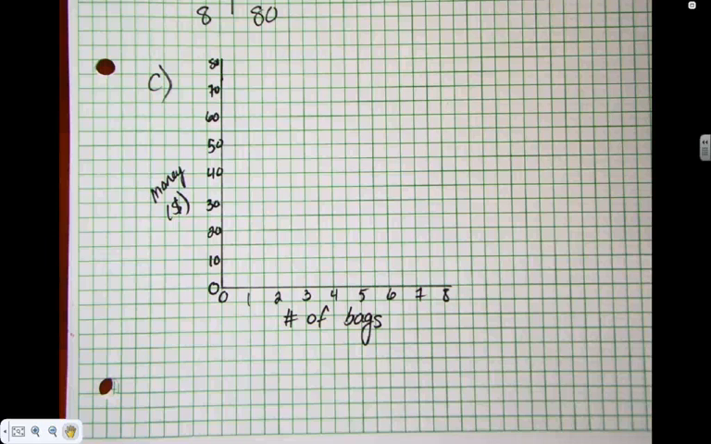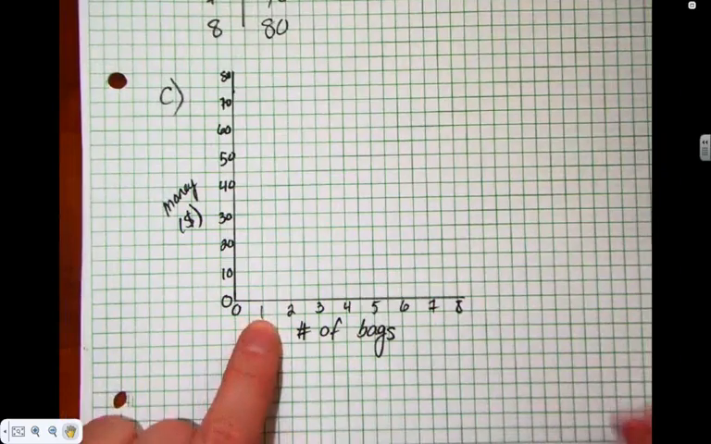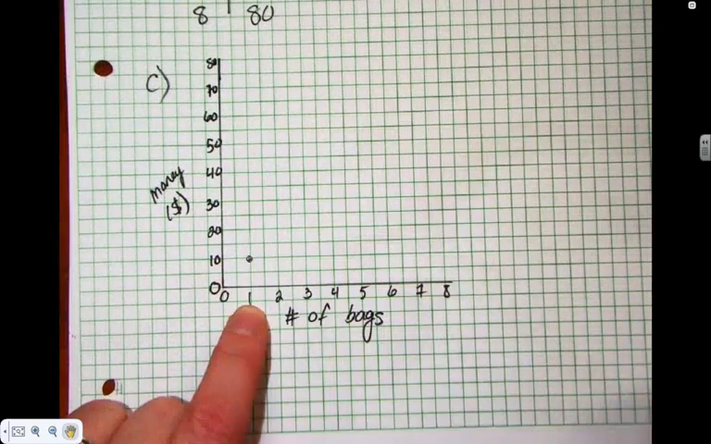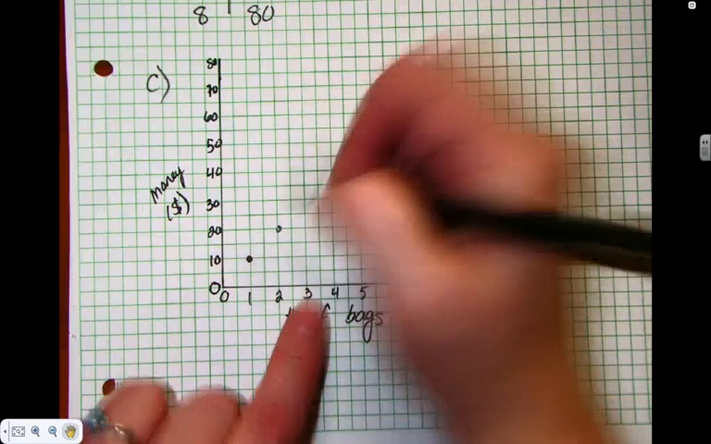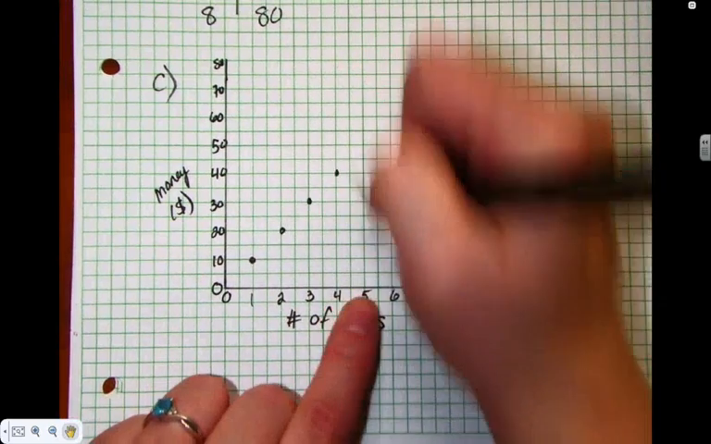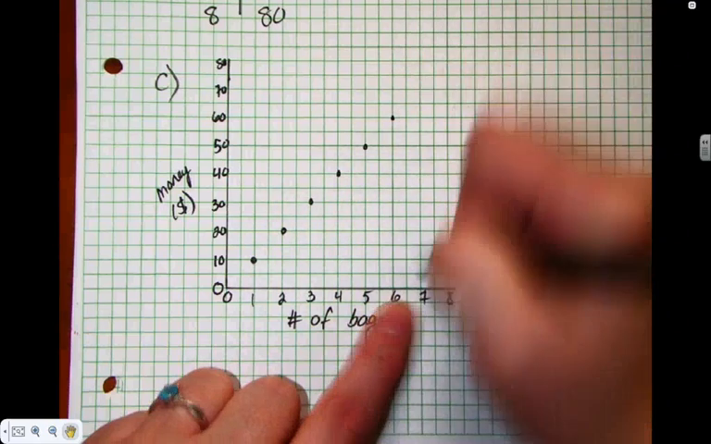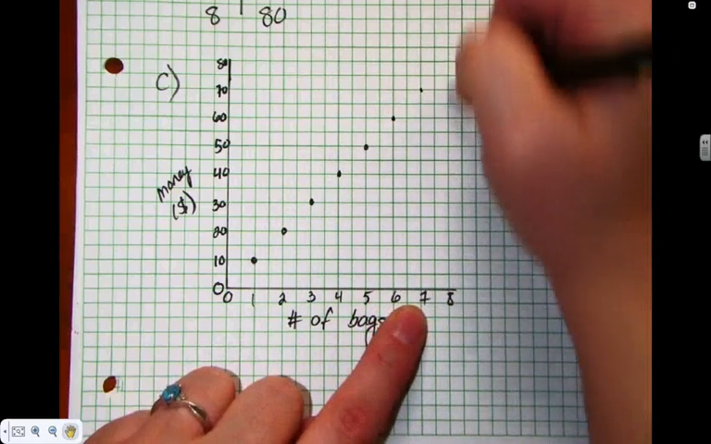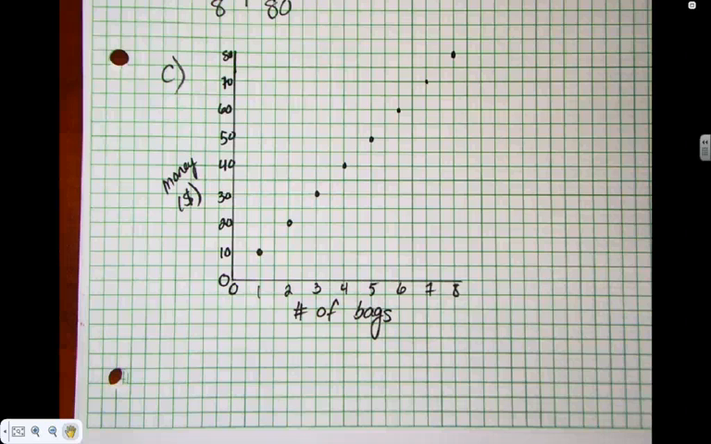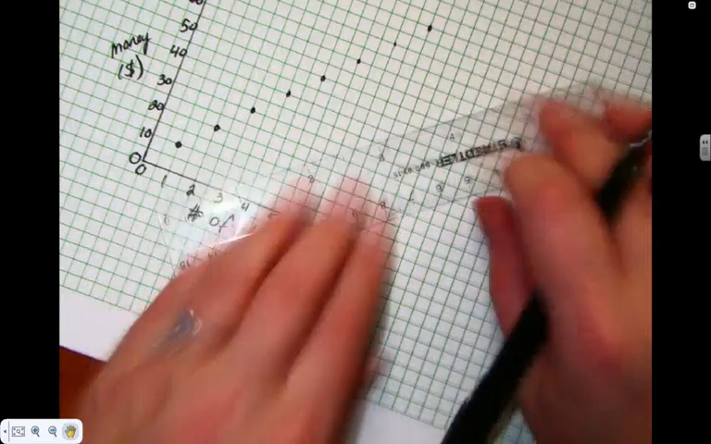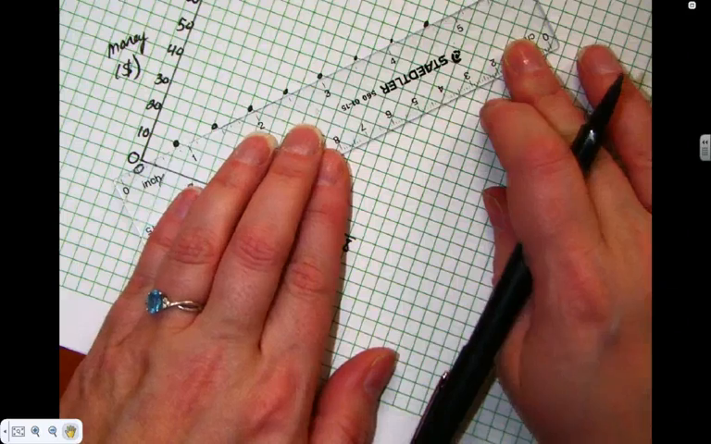Okay, we got the axes labeled. We got our scale. What do we do now? Put in some dots. So 1 bag, how much? What is the shape of the graph? A line. If it's not a line, you've done something wrong, because everything we're going to do this year is always going to be linear relations. So if you graph and you get something freaky, something's gone terribly wrong.